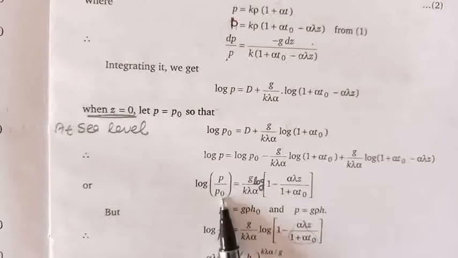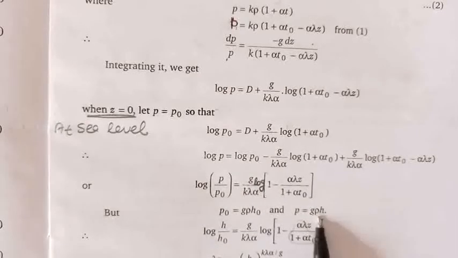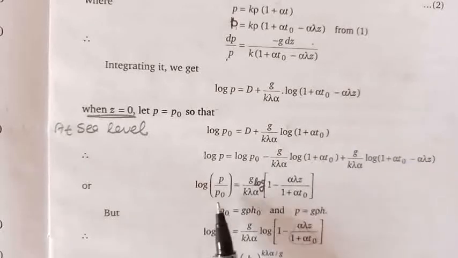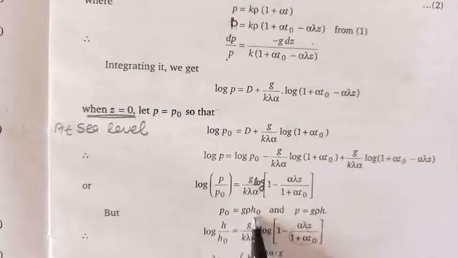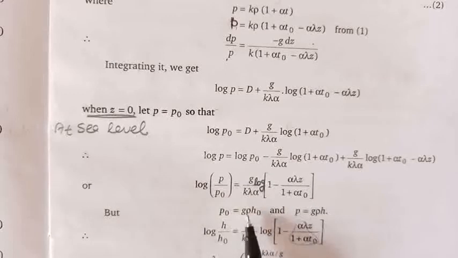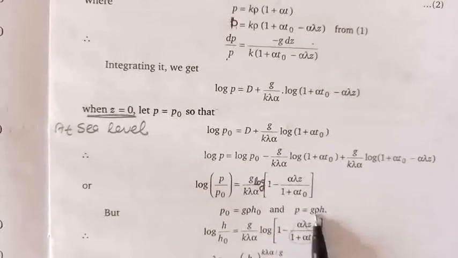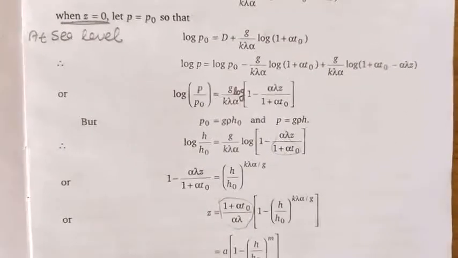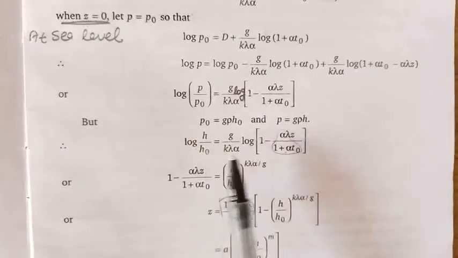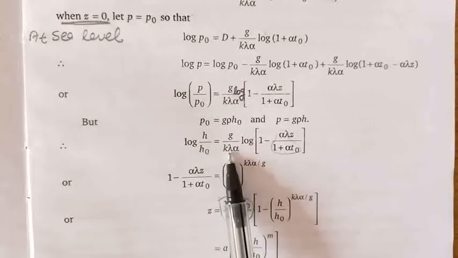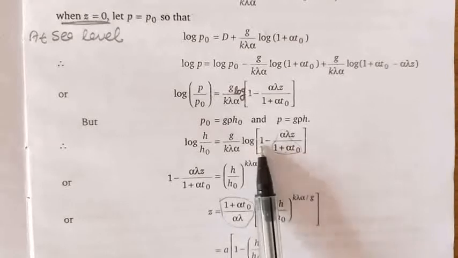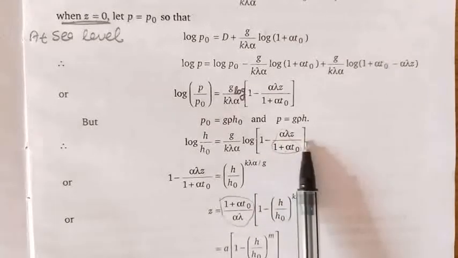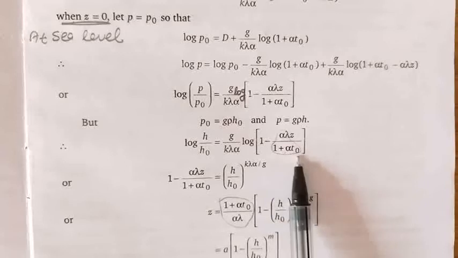Now, let us put the values of P and P naught. By the formula, pressure is given by rho into g into h. Corresponding to the pressure P naught, the value of height is h naught. So P naught is given by rho g h naught and P is given by rho g h. Putting these values here, we get log of h by h naught is equal to g upon K lambda alpha into log of (1 minus alpha lambda Z upon (1 plus alpha T naught)).